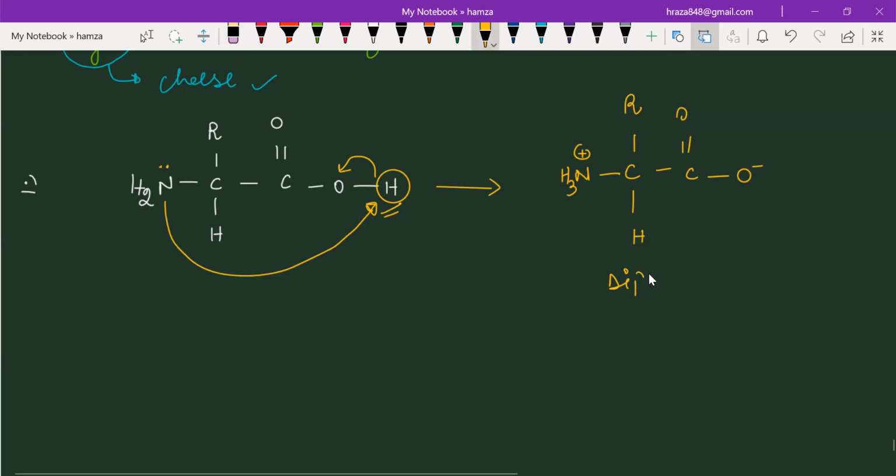Sir, is this like the mirror image of the first structure? No, it's not a mirror image. Can you see there is a positive charge and a negative charge? How can it be a mirror image? It's called Zwitterion.